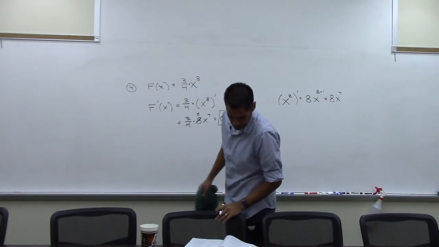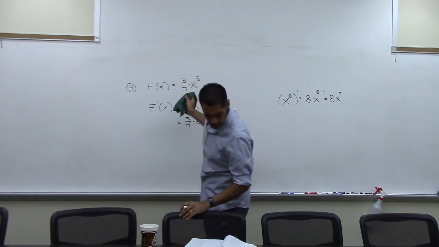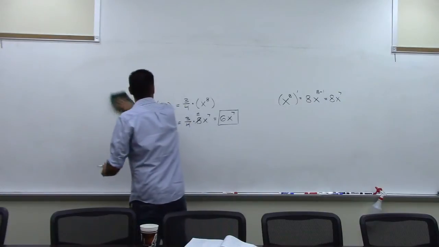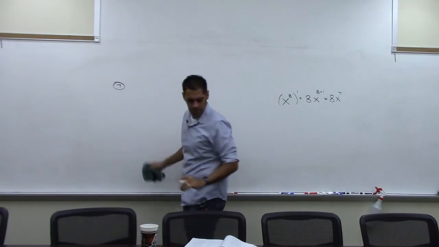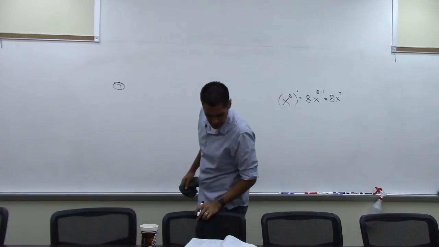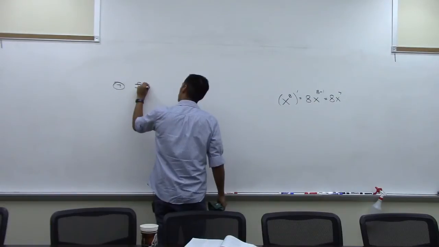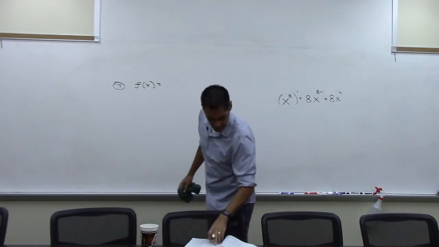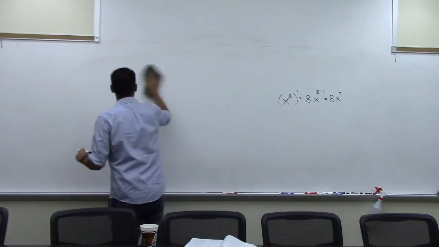Number 7. Wait a minute, hold on. Yeah, number 7. Number 7 is f of x is 3x squared minus 2 cosine x. Am I doing the right one? Oops, sorry. I knew I was missing something. What about 6?